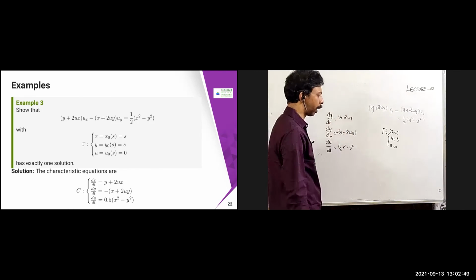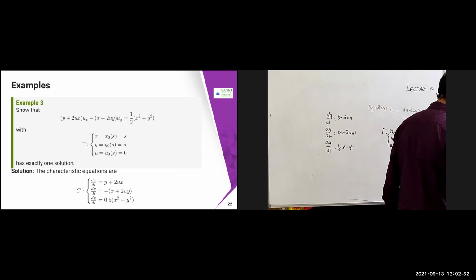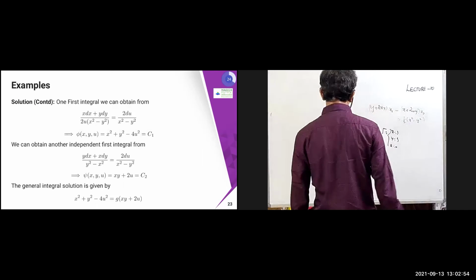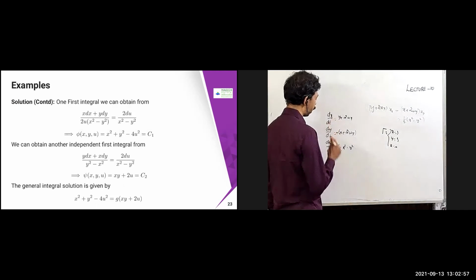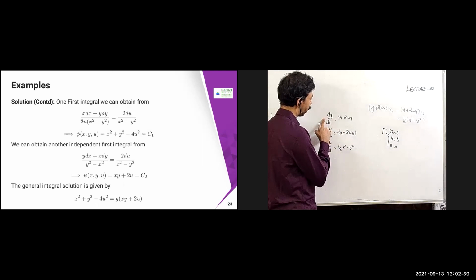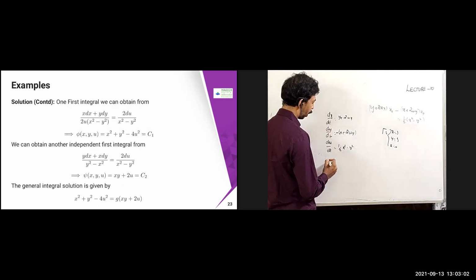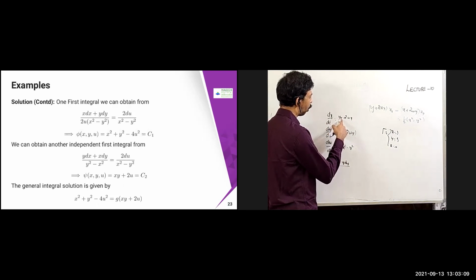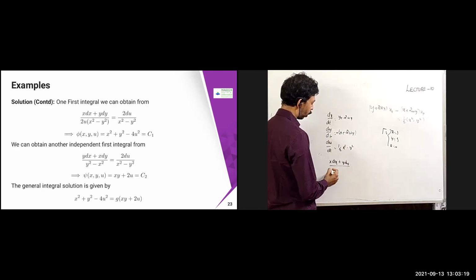Now we have to solve this characteristic system in order to obtain the solution. So how are we going to obtain the first integral? I'll multiply this one with x, therefore I'm going to get x dx, and this one with y, so I'm going to get y dy. In this case, I'm going to have 2x square coming minus 2uy square coming. So I can take 2u common. Then we have x square minus y square.